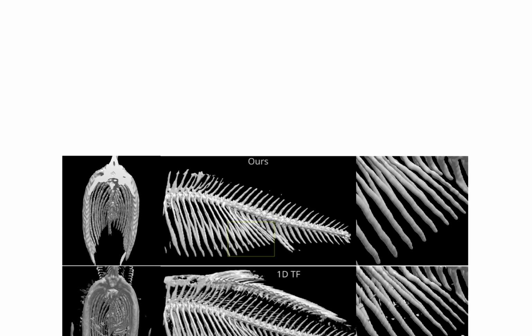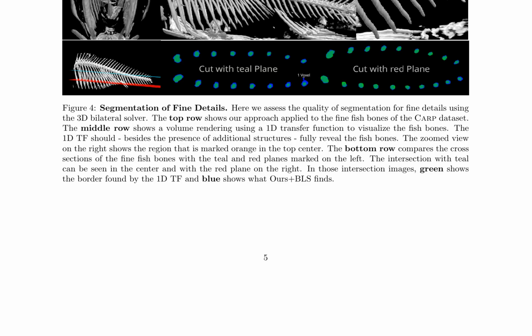The segmentation of fine details is assessed using the 3D bilateral solver, as demonstrated on the CARP dataset. This approach effectively segments the top row's application to fine fish bones, revealing a comprehensive volume rendering through a 1D transfer function. The zoomed view on the right highlights the region marked orange in the top center, providing an in-depth analysis of the segmented area. The bottom row compares cross-sections of fine fish bones with planes marked teal and red. The intersection images show the border found by the 1DTF in green and the findings of our approach plus the 3D bilateral solver in blue, showcasing the precision and accuracy of the method.